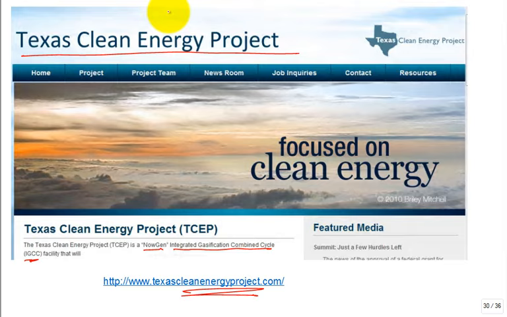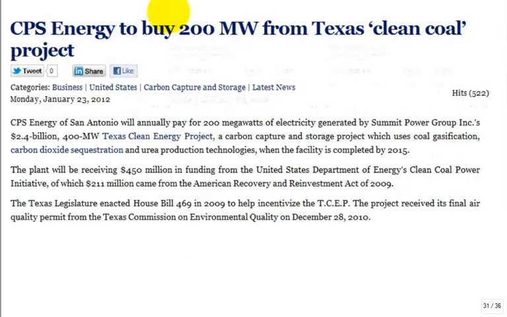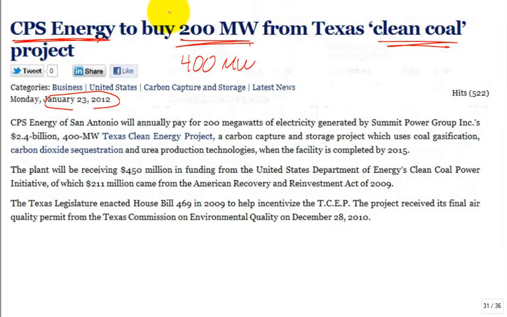There's a website you can take a look at. Well, that doesn't seem like it impacts you and me, but it really does, because CPS Energy committed a number of years ago, in 2012, to purchase 200 megawatts of electricity from that facility, this Texas Clean Coal project. The whole facility was going to put out 400 megawatts. You, the ratepayers in San Antonio and Bexar County, essentially were going to purchase half of the output of that plant, committed to it.